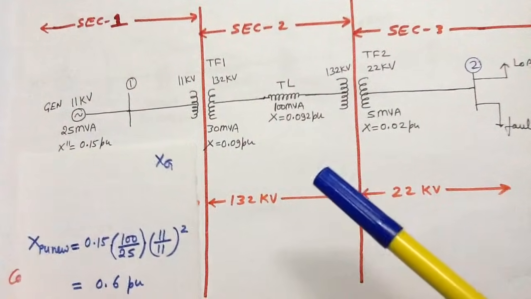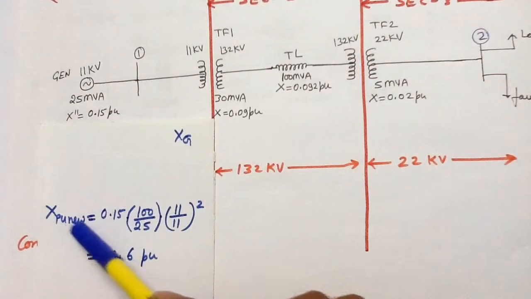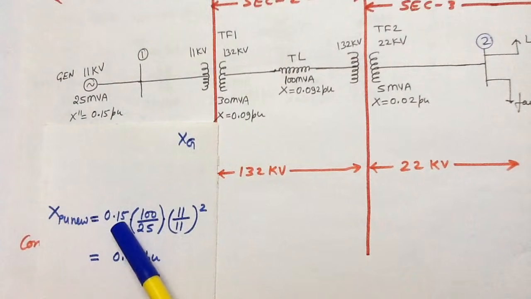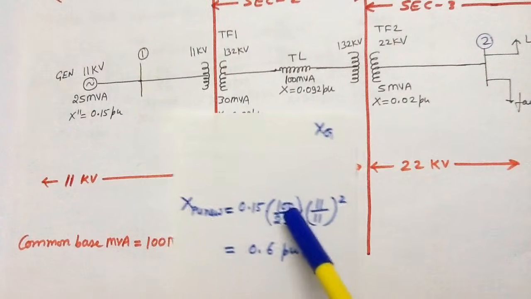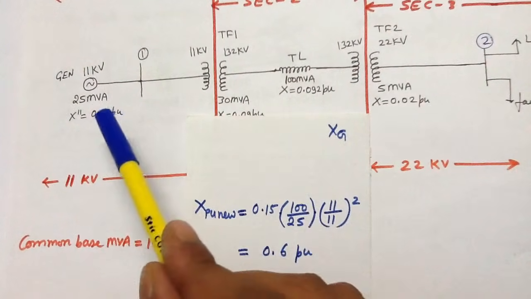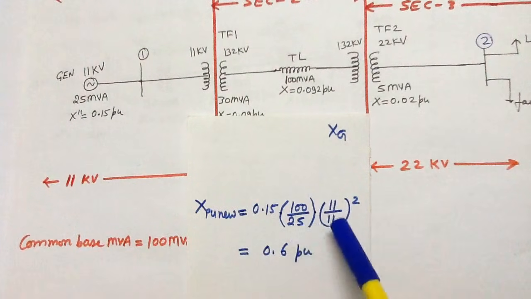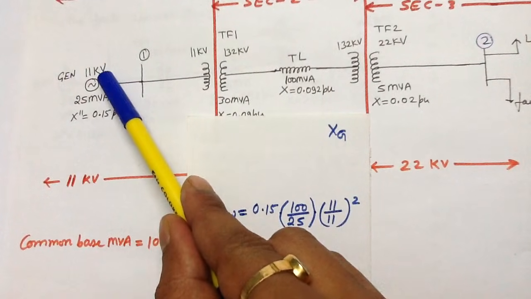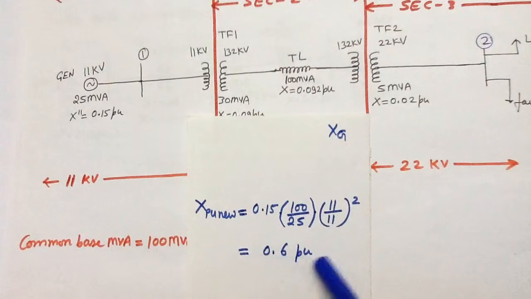So I have already told you the formula. The new per unit reactance of the generator will be the old per unit reactance, which is 0.15, into the new base power, which is 100, divided by the old base power, which is 25, into the old base voltage 11 kV divided by the new base voltage square, and it will become 0.6 per unit.